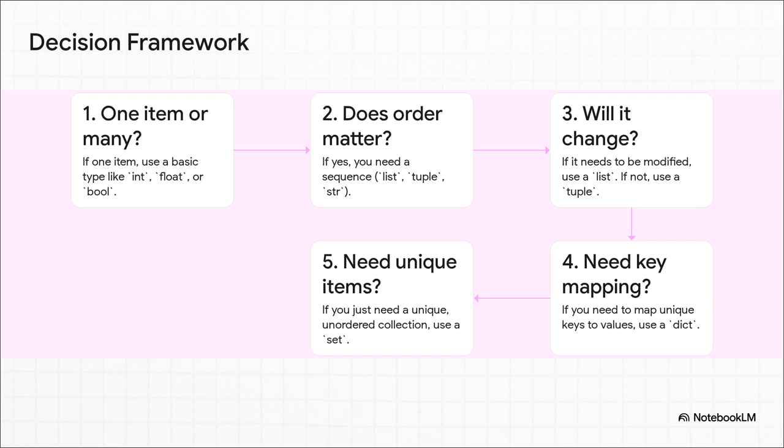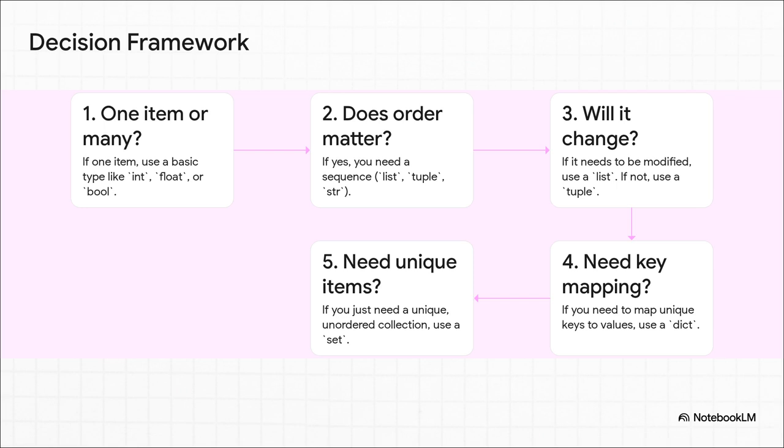First, am I trying to store one single thing, or a whole bunch of things? If it's just one, you need one of those basic atoms, like an int or a bool. If it's a collection, then ask, does the order matter? If the answer is yes, you're looking for a sequence. Then ask, will that sequence need to change? If so, you want a list. If not, a tuple is your safer bet.